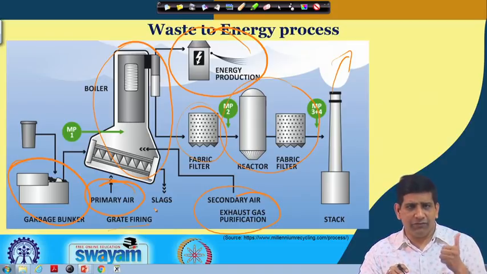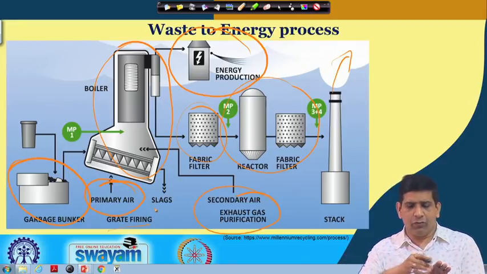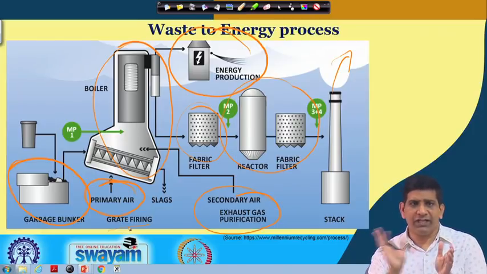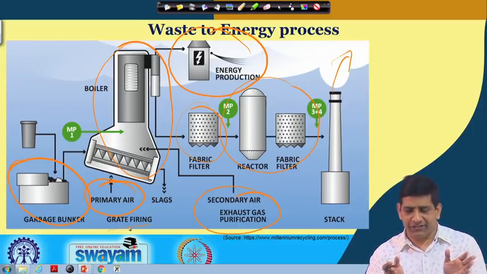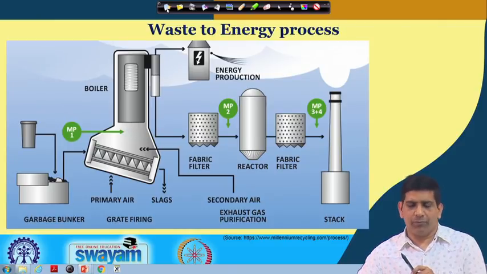So essentially you have a feeding system, you have a combustion system, then you have an air pollution system, and the heat generation will go into the boiler, from boiler to electricity generation. You can use the heat by itself for house heating, which is also called district heating system. So that gives you an overview of a waste to energy process which can be used for plastic waste.